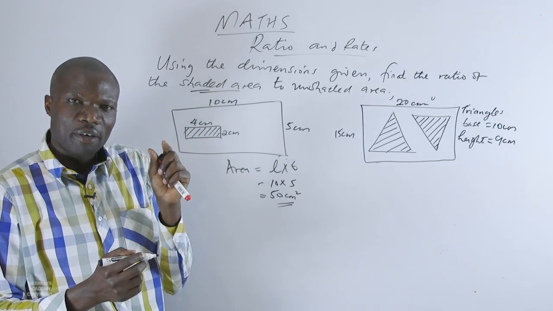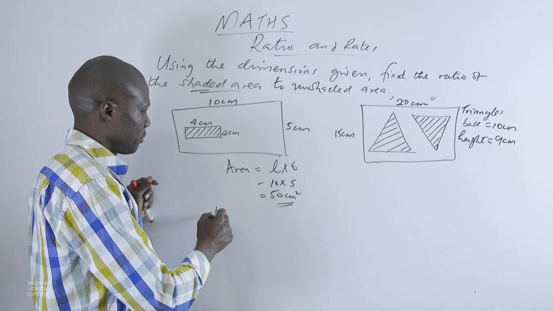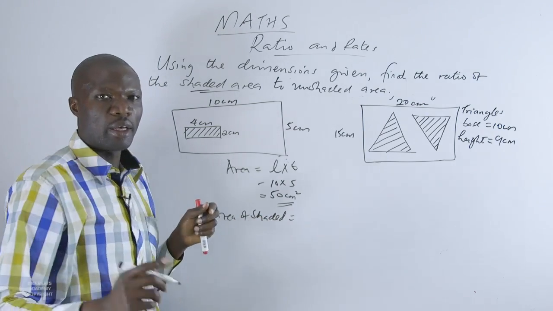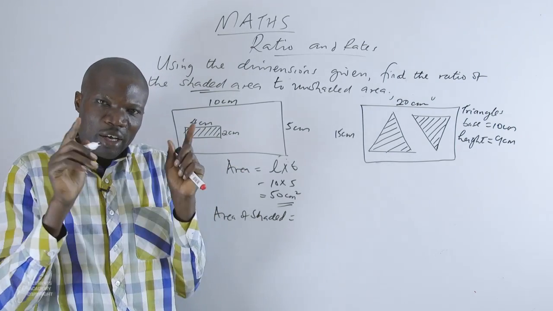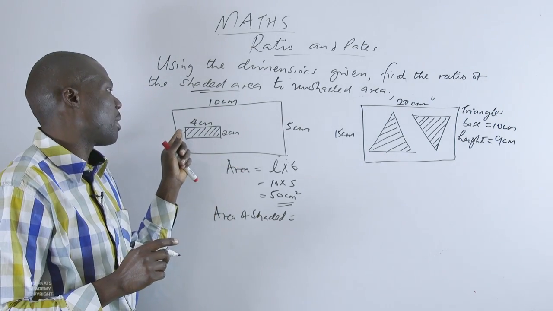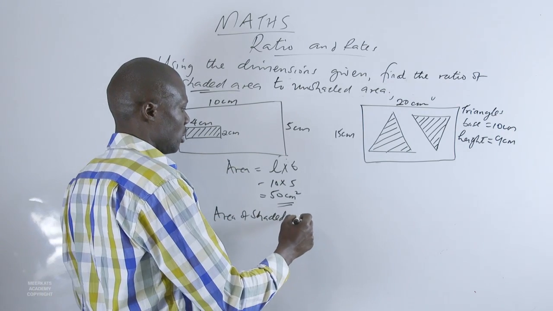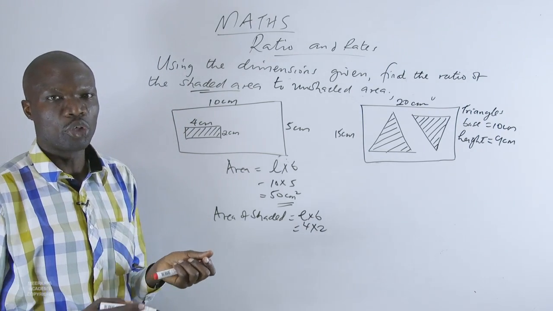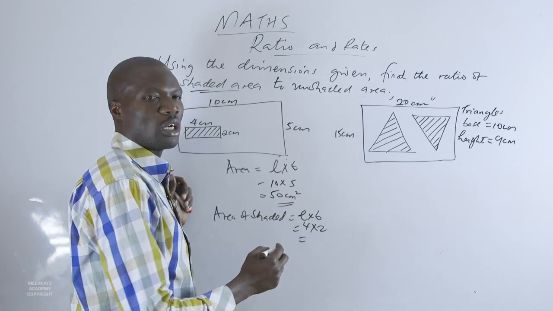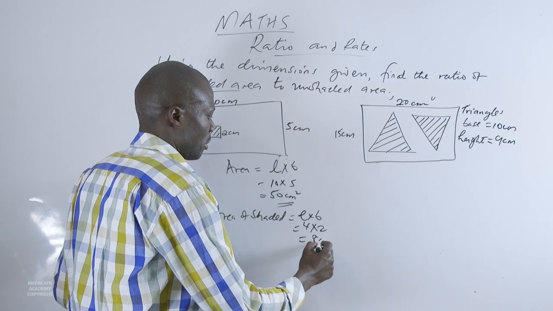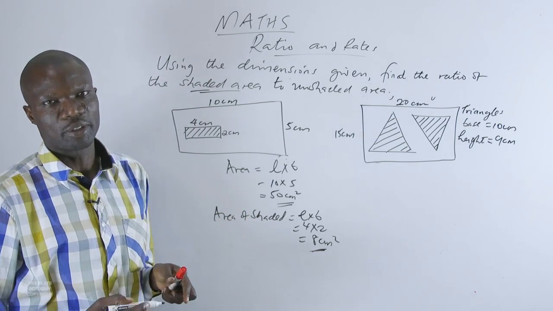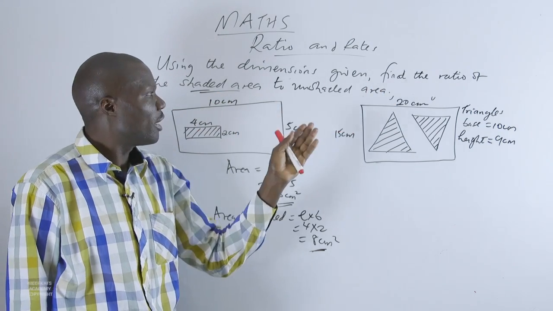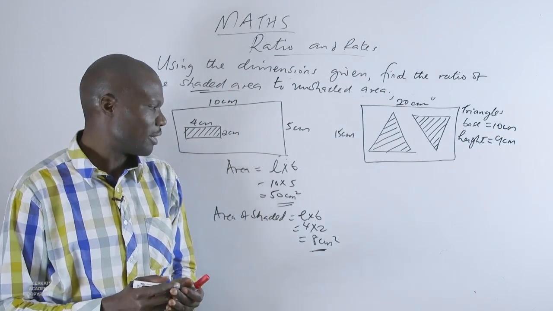The shaded region, the area of the shaded shape, which is still in form of a rectangle, is given by length times breadth, which is 4 times 2, which gives us 8 square centimeters. So the question was, find the ratio of the shaded area to unshaded area.